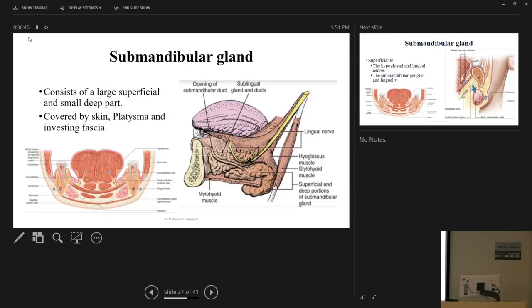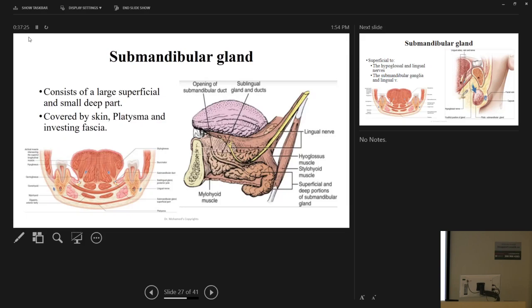So how do I know which part is superficial and which part is deep? They are separated by this muscle, the mylohyoid muscle. The mylohyoid muscle is superficial to it. I have the superficial part. Deep to it, I have the deep part of the submandibular salivary gland. And as we can see in this section here, this is the skin, this is the subcutaneous tissue, and this muscle is platysma, right? And this is the superficial part of the submandibular salivary gland. So superficial to it, I have the platysma muscle, then subcutaneous tissue, and then the skin, right?